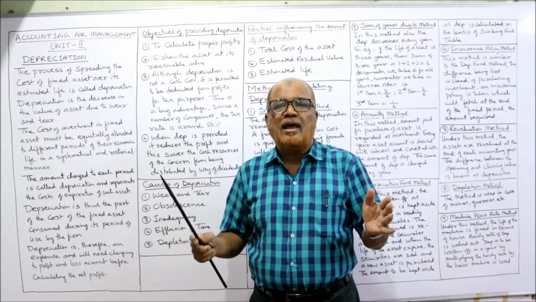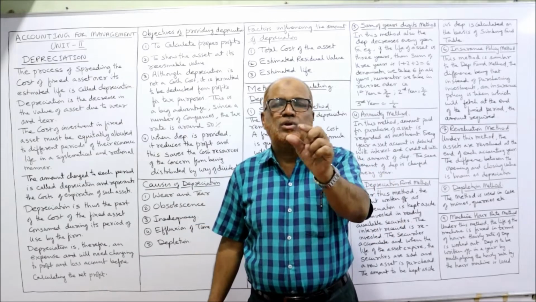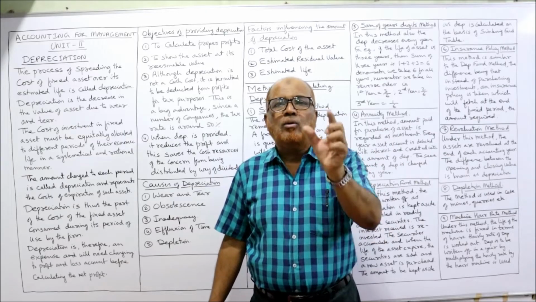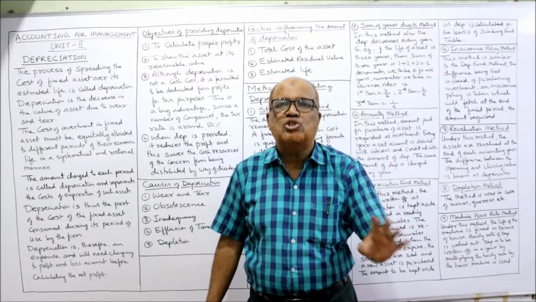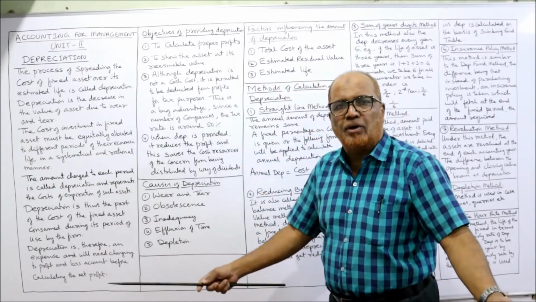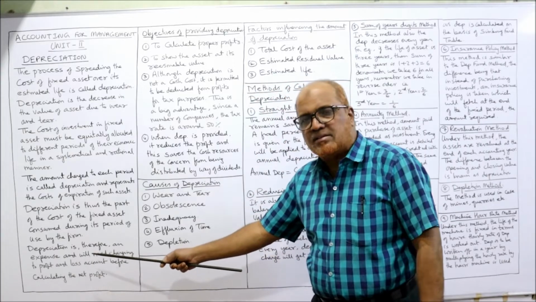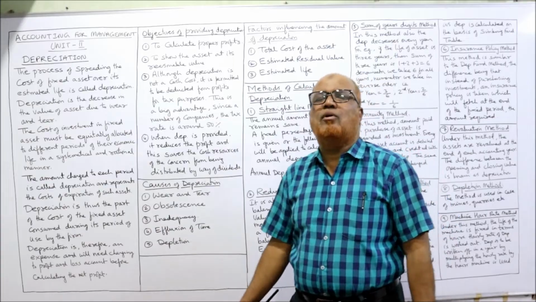For example, 1 lakh rupees is the cost of the machine. During the first year, 10,000 rupees depreciation we have charged. What does it mean? Out of the total 1 lakh rupees cost of the asset, 10,000 rupees is consumed during the current year because of depreciation. Now, depreciation is therefore an expense and needs to be charged to the profit and loss account before calculating profit.